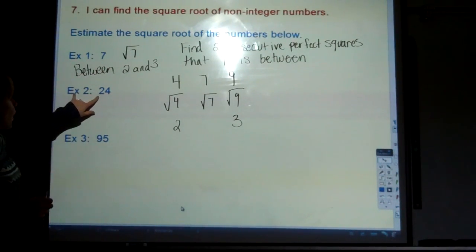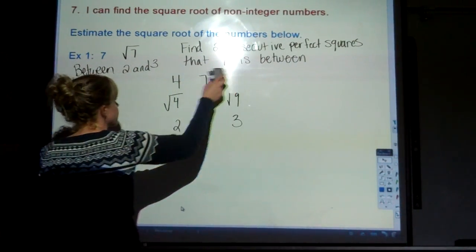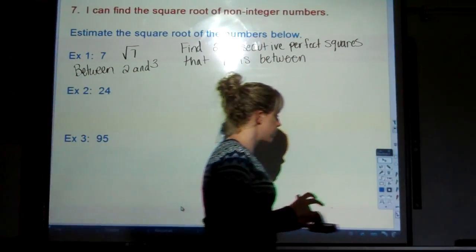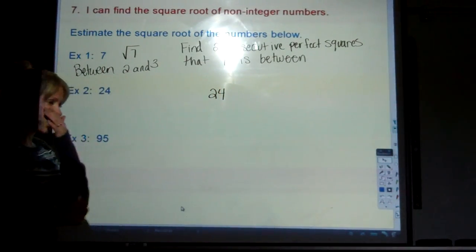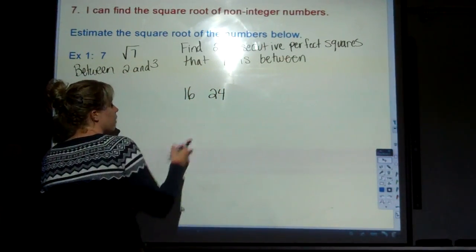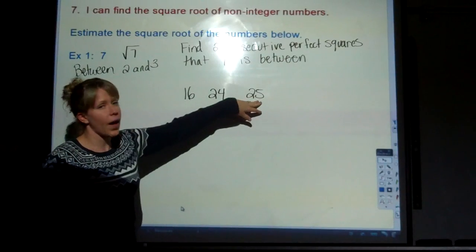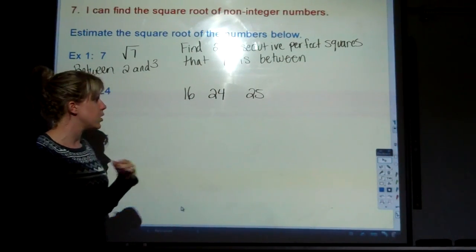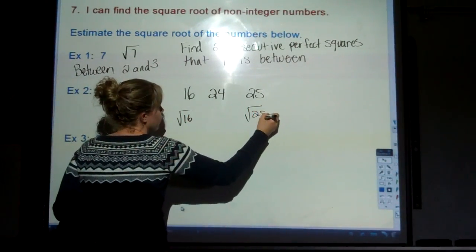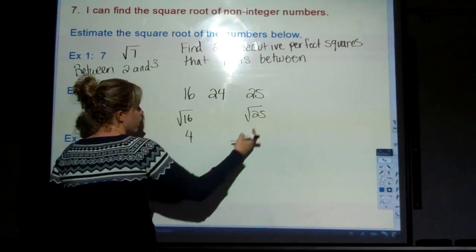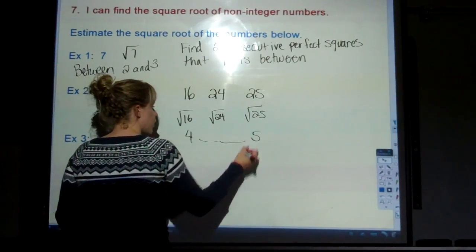Let's estimate what two numbers the square root of 24 is between. Well, the square root of 24 is between the two perfect squares of 16 and 25. 16 is 4 squared, 25 is 5 squared, so 24 lies in between 16 and 25. Therefore, if I take the square root of 16 and the square root of 25, well, the square root of 16 is 4, the square root of 25 is 5. That means that the square root of 24 is somewhere in between 4 and 5.